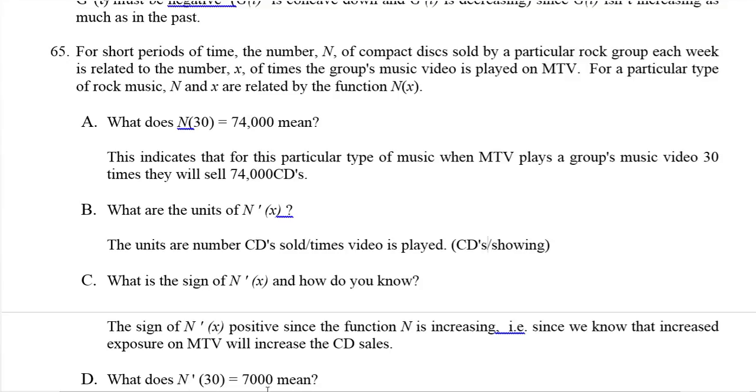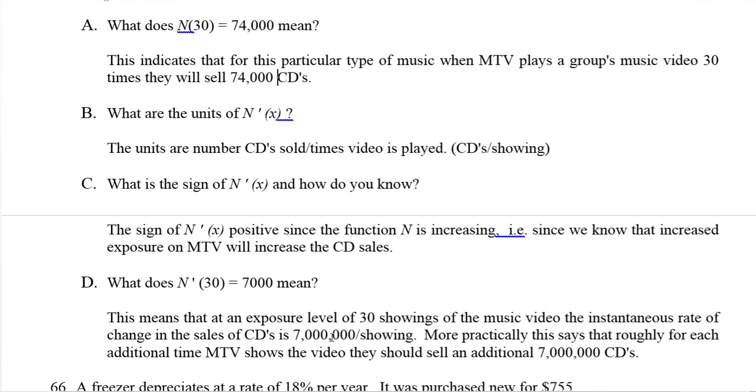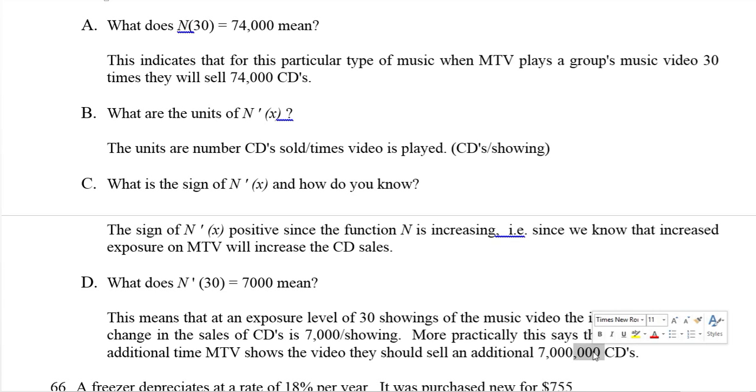Okay, so what does n prime of 30 equals 7,000 mean? Well, this is the instantaneous rate of change in n in CDs per showing when the number of showings is 30. So practically, roughly speaking, if MTV shows the video one more time, they'll sell approximately an additional 7,000 CDs.